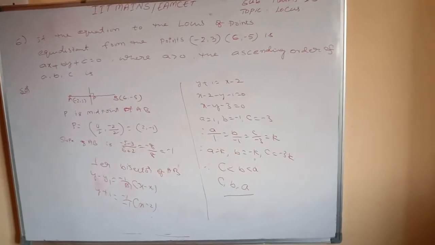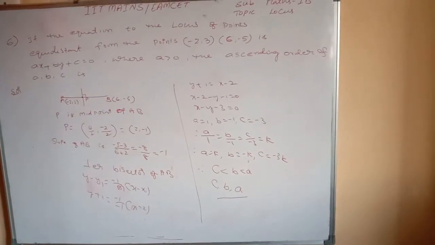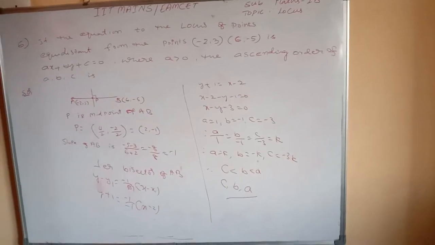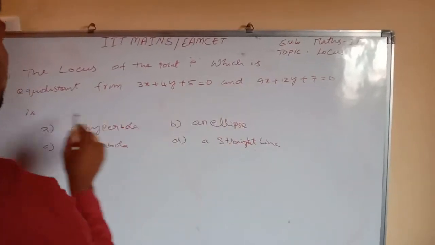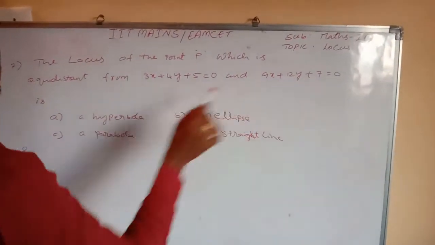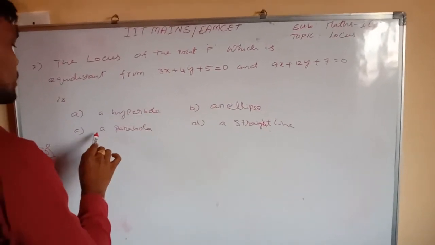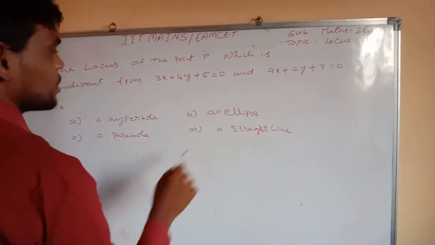This is an important bit. The locus of the point P which is equidistant from two lines is: the first option is a hyperbola, the second option is an ellipse, the third option is a parabola, and the fourth option is a straight line.